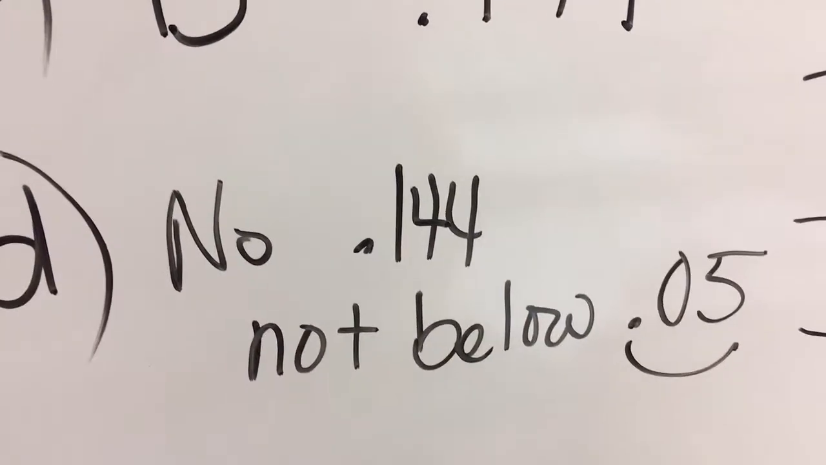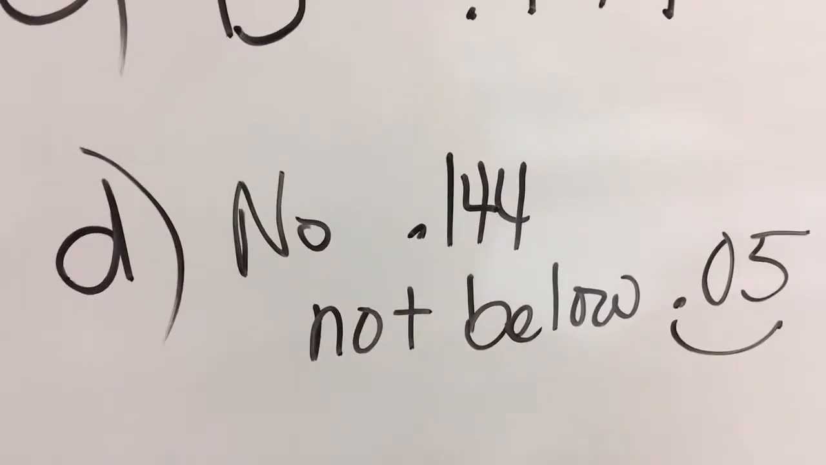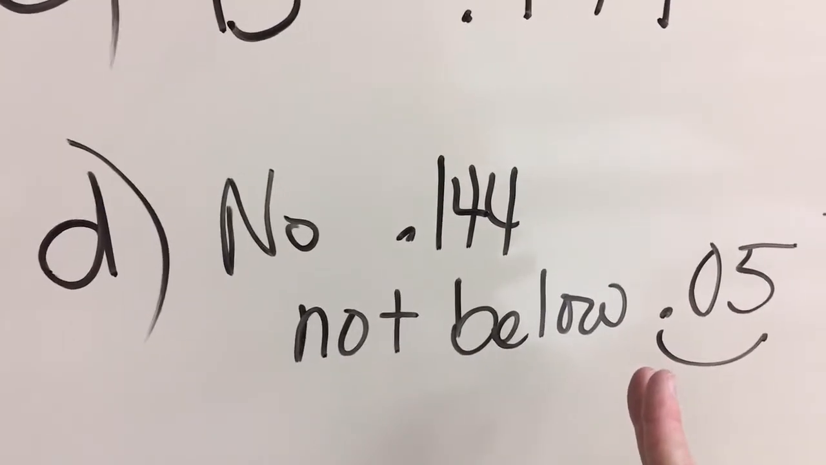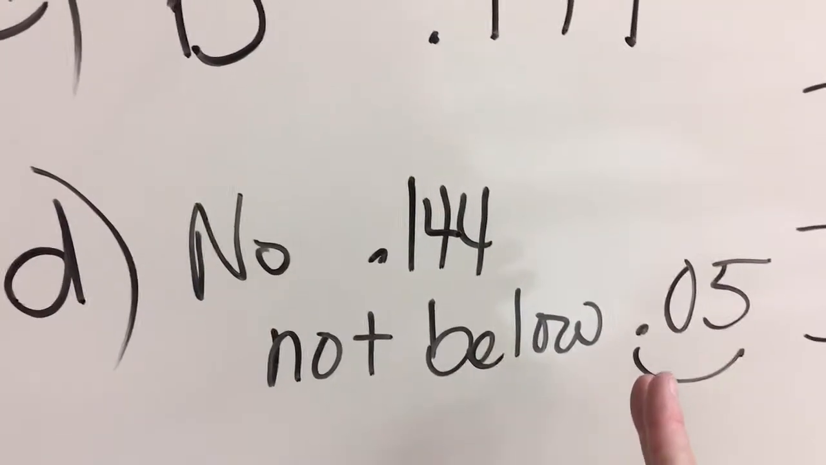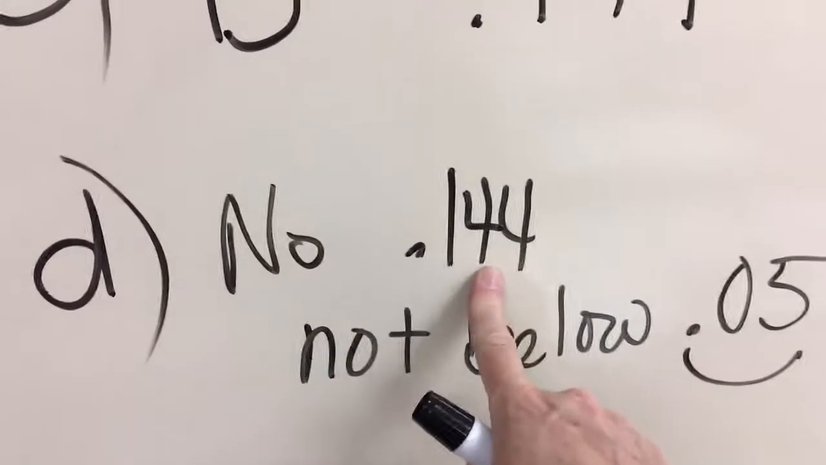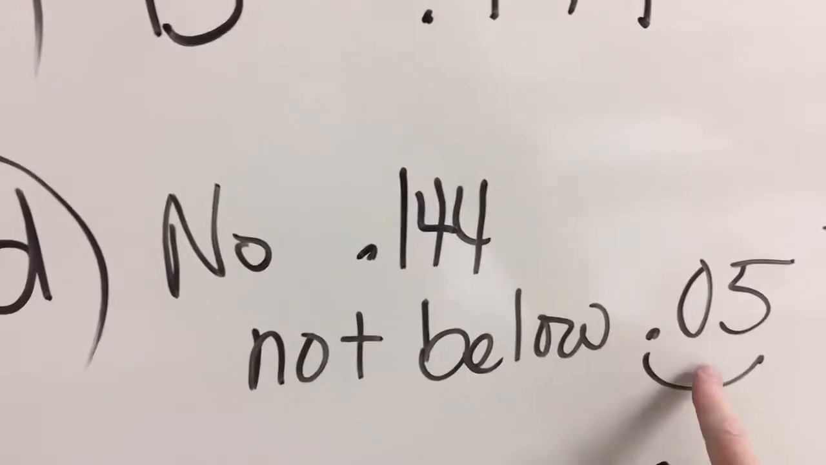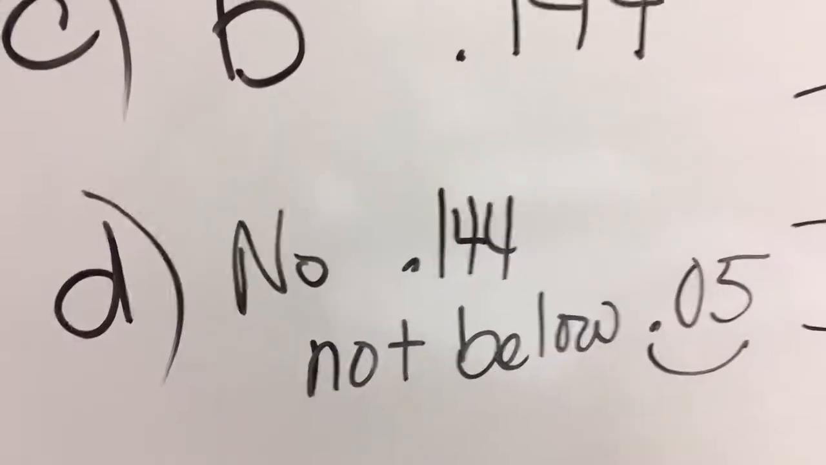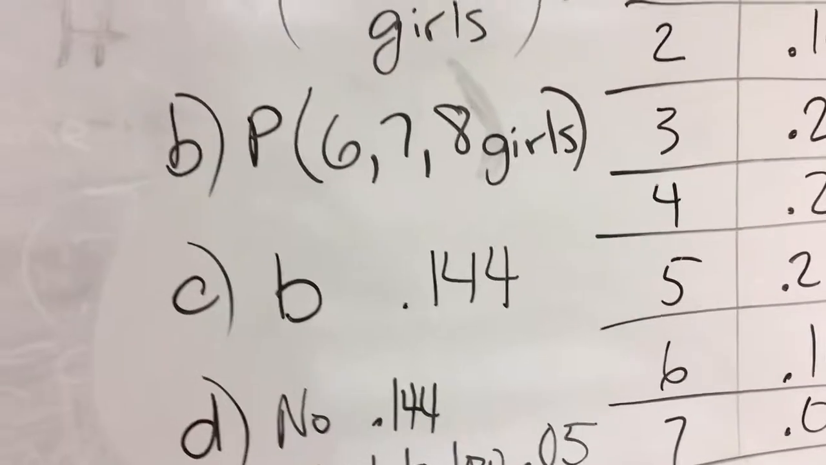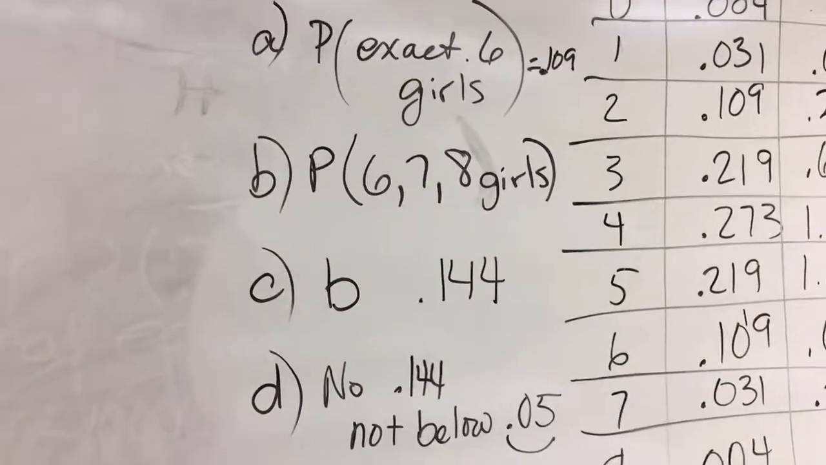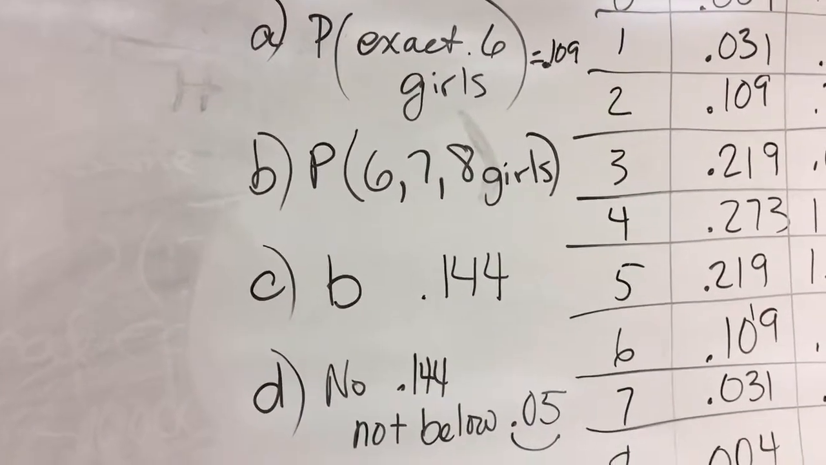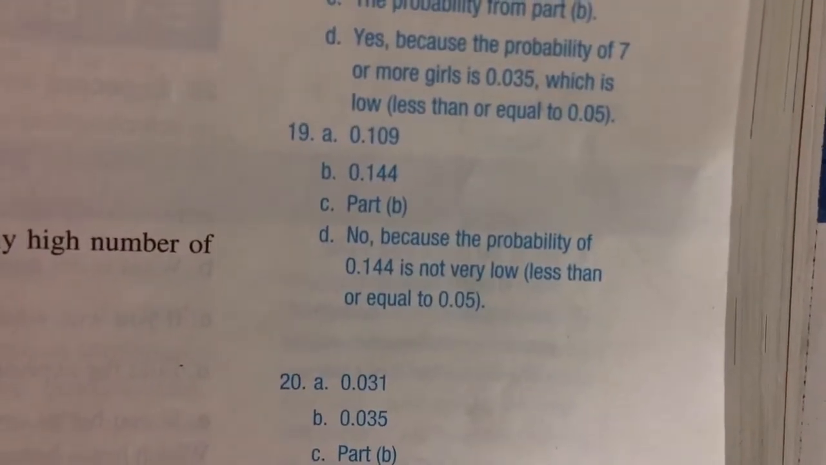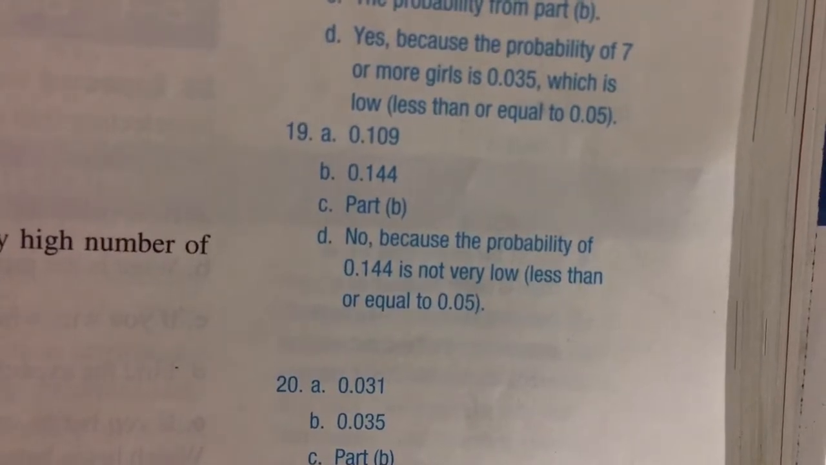Remember, 95% of all of your data is in between the -2 and the +2 standard deviations. So there's a total of 5% outside of there. This is 0.144, which is bigger than the 0.05. So no, that would not be significant using probabilities. So that was that problem there, number 19, I believe. There is problem 19's answer in the book.